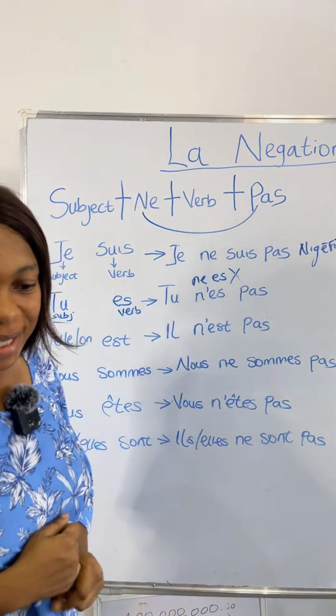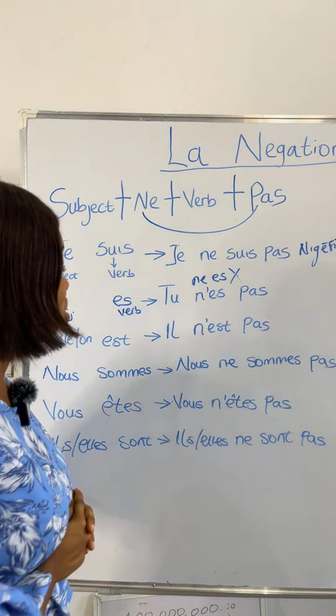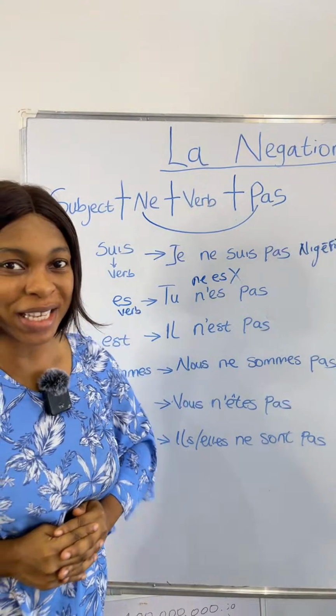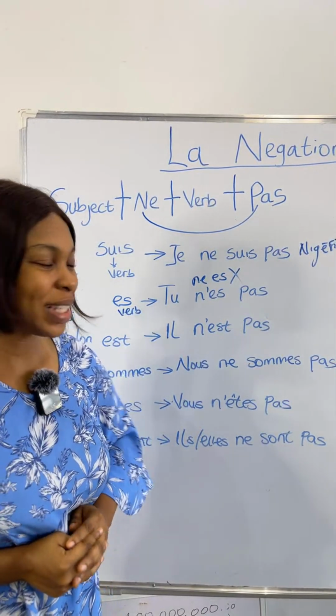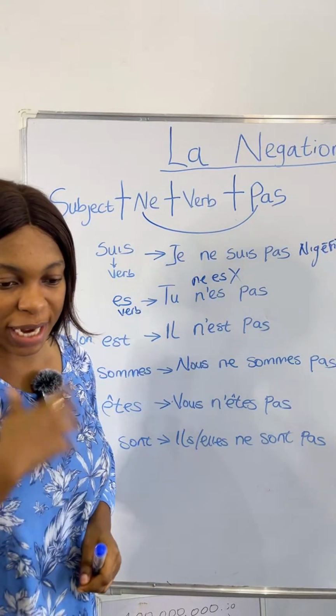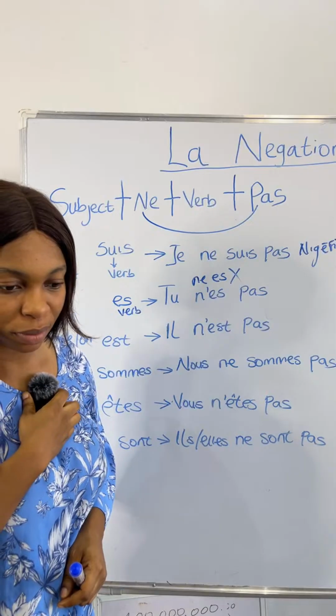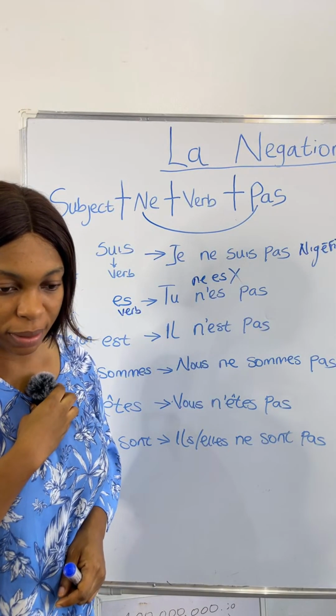So I'm reading your charts. Why is it tu n'es? Why is it not tu ne es? So where is the E from the ne? Who can explain that? Please, can everybody hear me loud and clear?